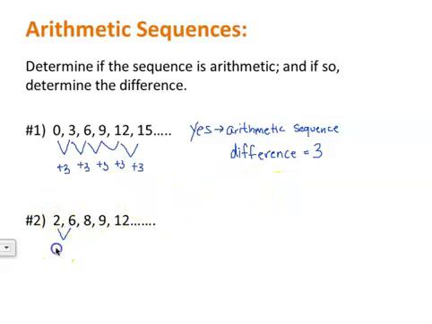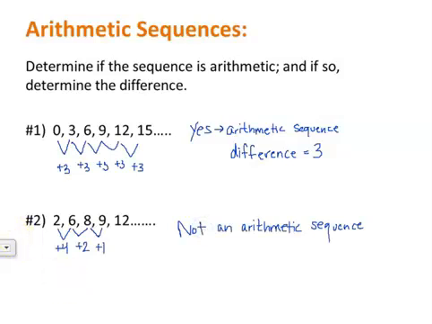What about the second pattern of numbers? So here I see I'm going up by 4, increasing by 4. 6 to 8, though, I'm increasing by 2. 8 to 9, I'm increasing by 1. So already I'm seeing that there's not the same difference. So this is not an arithmetic sequence.